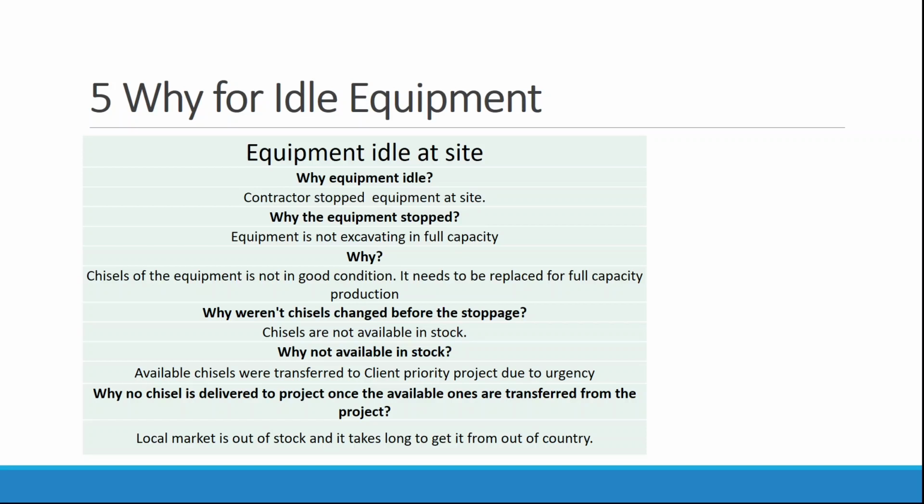Why was chisel not delivered to the project once the available ones were transferred from the project? Because local market is out of stock and it takes a long duration to procure from out of country. Now, the surface problem was equipment idle, but the actual reason is change in priority of the company as well as local market limitations for the specific spare part.